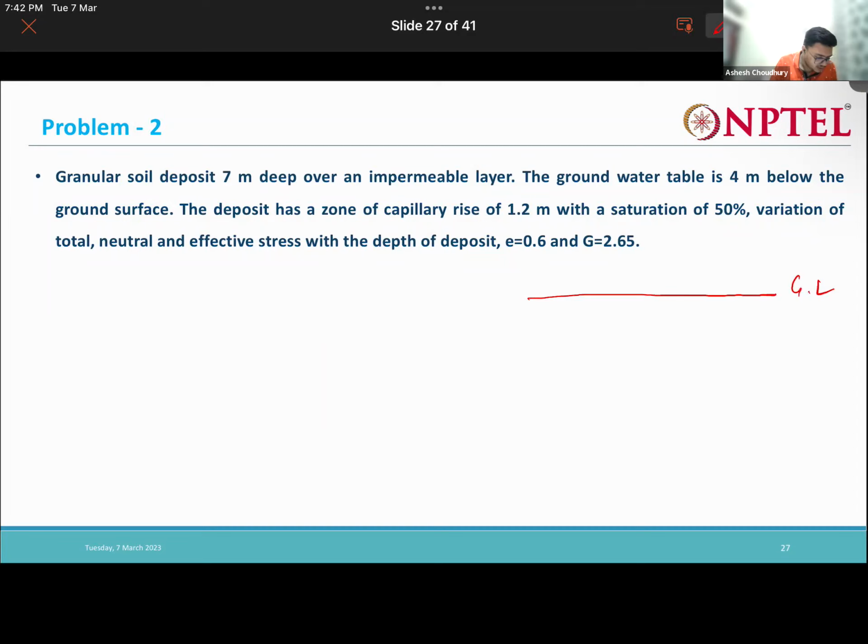Okay, so this is my ground level. Water is here. It's 0. It is 4 meter below where water is there. And there is a capillary rise of 1.2 meter. Means up to this much there is capillary rise. Okay, the rest is the saturated soil up to my 7 meter.